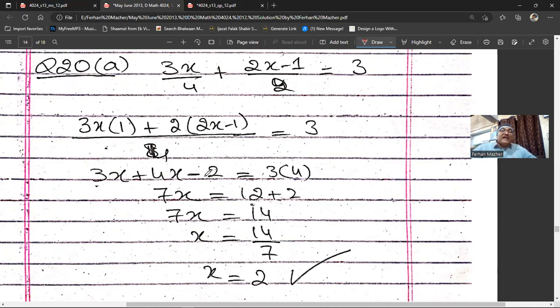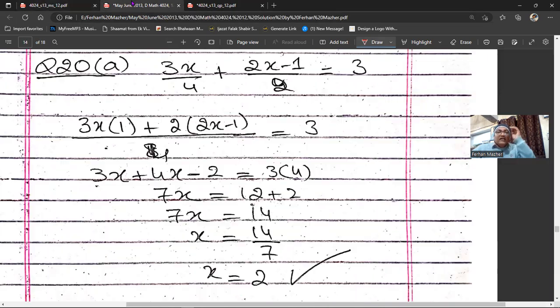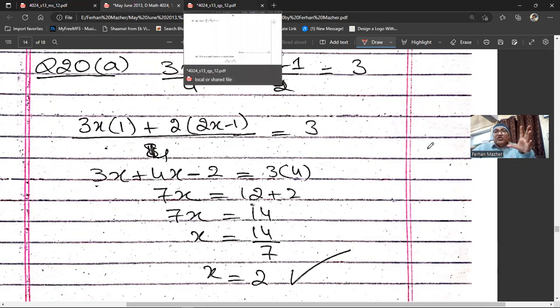So this will be 7x. This minus 2 will go on the other side. This will be 12. 12 plus 2, that's 14. This 7 will come under here in the denominator, and it will divide. So 14 divided by 2, it will be 2. So the value of x will be 2. The value of x is 2, sir. And it's right. Question number 20, A part 2 is the answer. The solution is showing up on your screen.